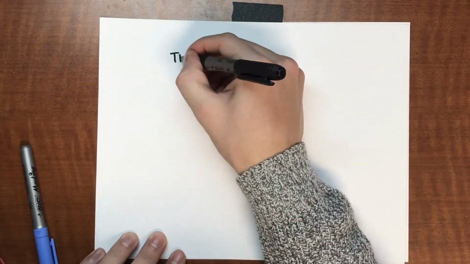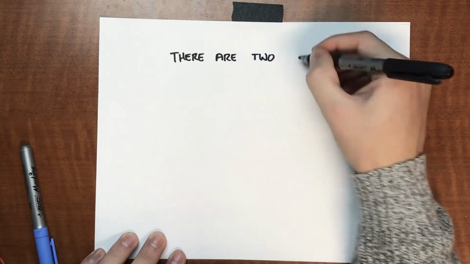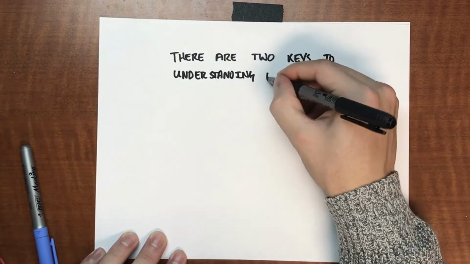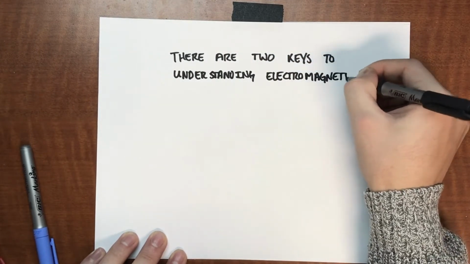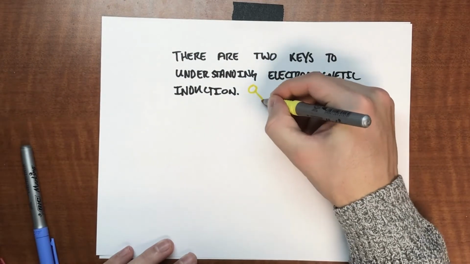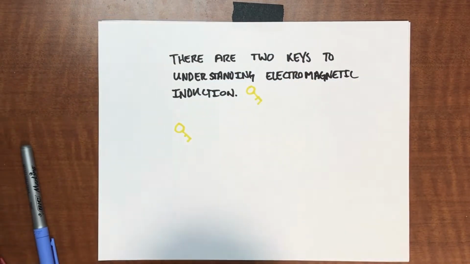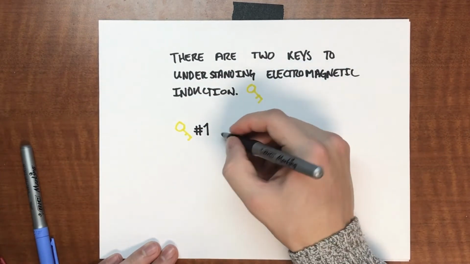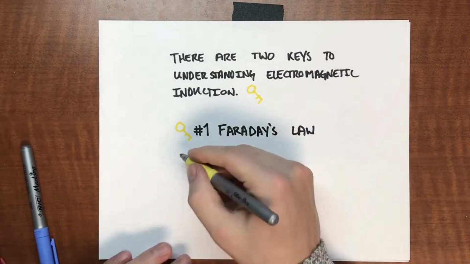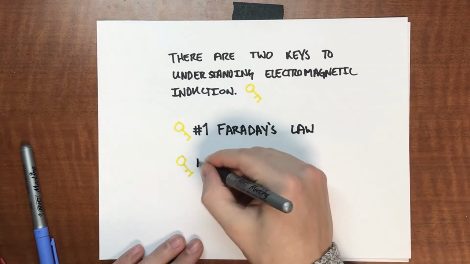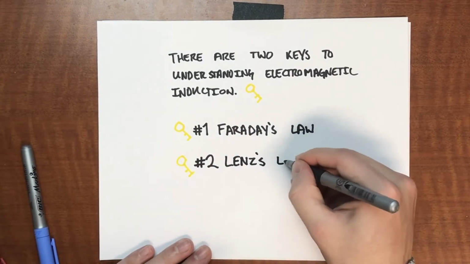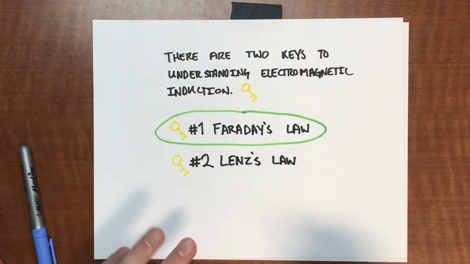So now that we've discussed electromagnetic induction, there are really two keys to understand this, or two laws that break apart this concept and help us determine things mathematically. The first key is going to be Faraday's law. The second of these keys is going to be Lenz's law. And for the focus of our video today, we're going to be mainly focusing on Faraday's law.